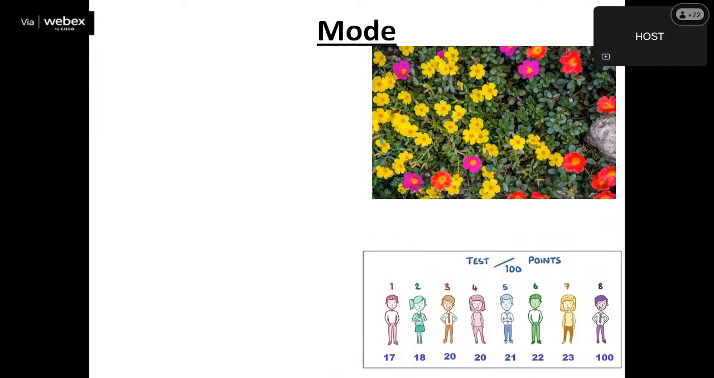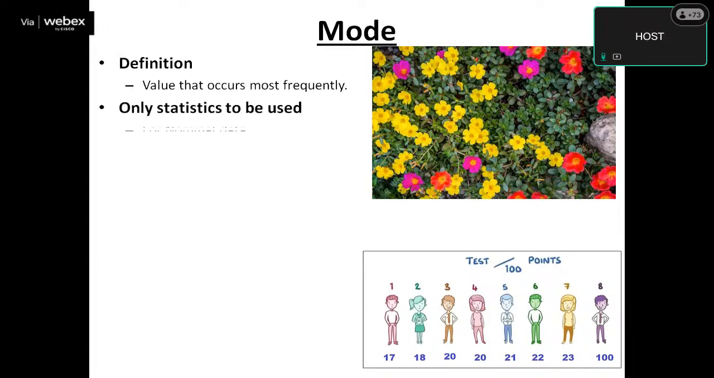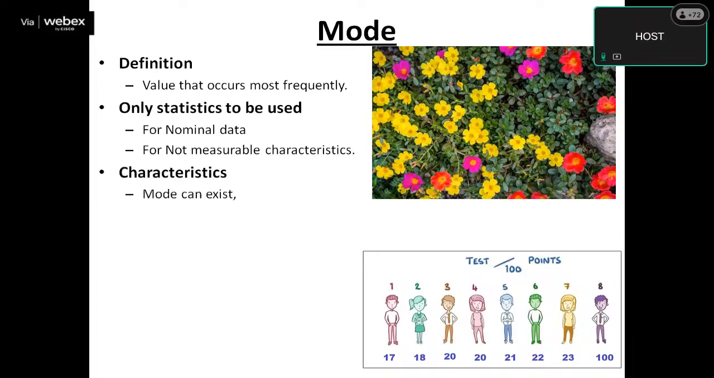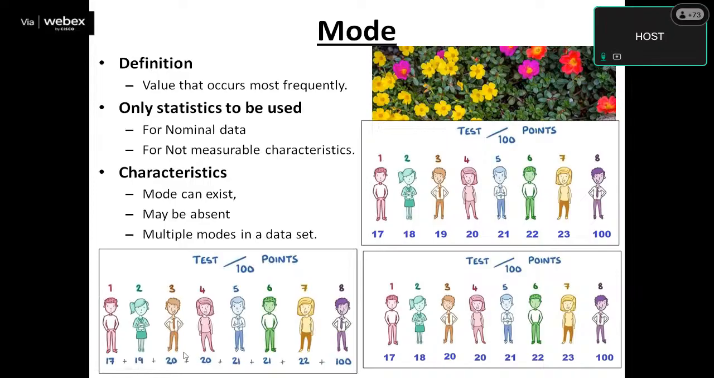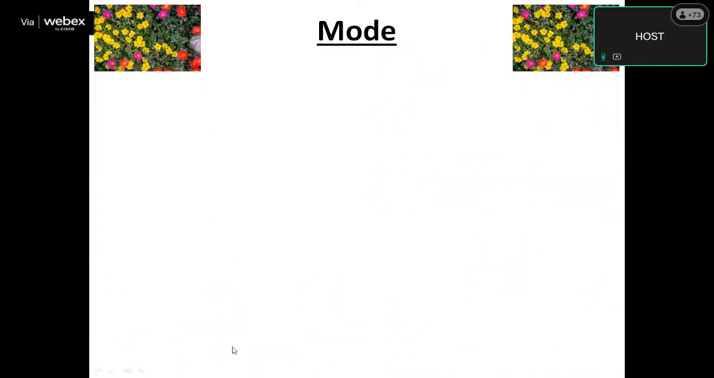Another measure of the central value is the mode, which is the value that occurs more frequently. This is the one statistic which can be used for nominal data or qualitative data, or data which do not have a measurable characteristic. In a given data set, a mode may exist, or sometimes all participants have different values, so the mode may be absent, and sometimes multiple modes may be present in a given data set.